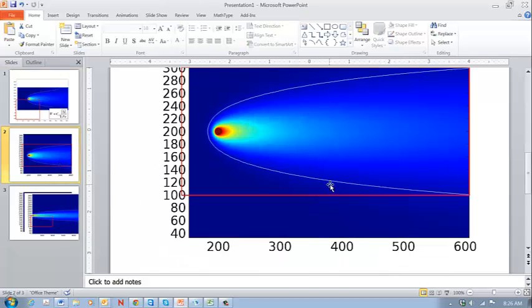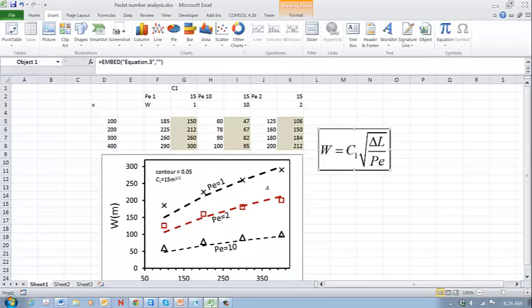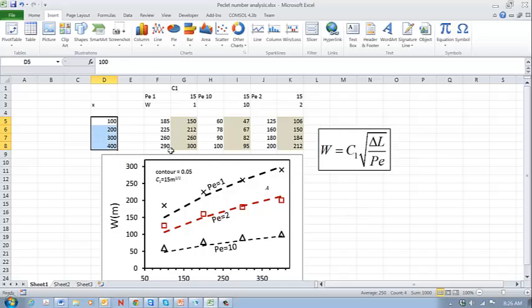Here's a Peclet number of 2, and here's a Peclet number of 10. This is pretty clearly a skinnier plume, and so I got a data set for each one of these 3 Peclet numbers. And here's what I did when I plotted this up. Here's the distance, and here's the data that I got from the analysis.